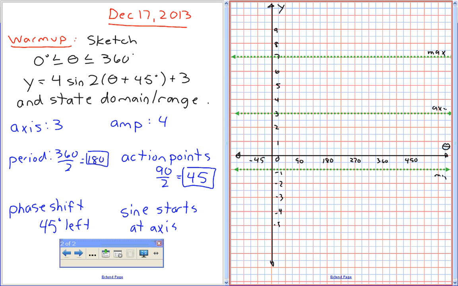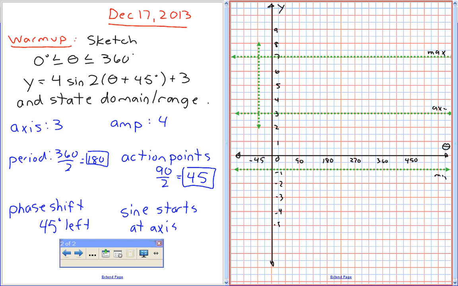Yes. Sir, I just have a question. Well, the phase shift is 45 degrees left. Wouldn't the graph be switched the other way and go in the negative direction? No, and I'll show you why right now. So you are right though. The phase shift is 45 left.